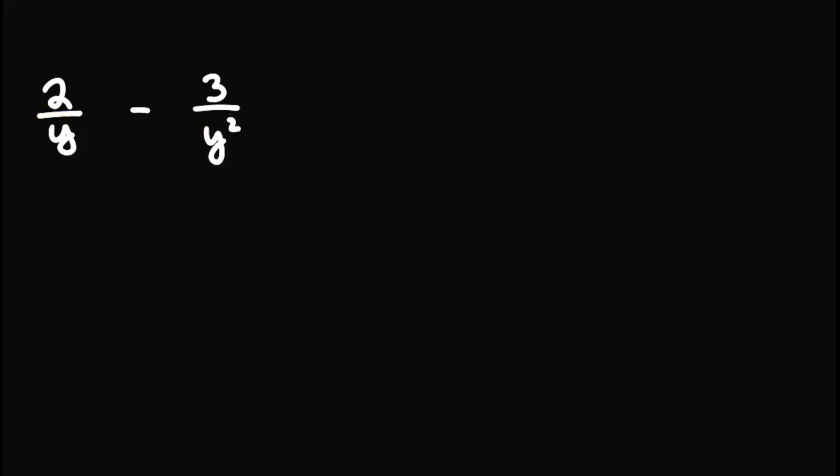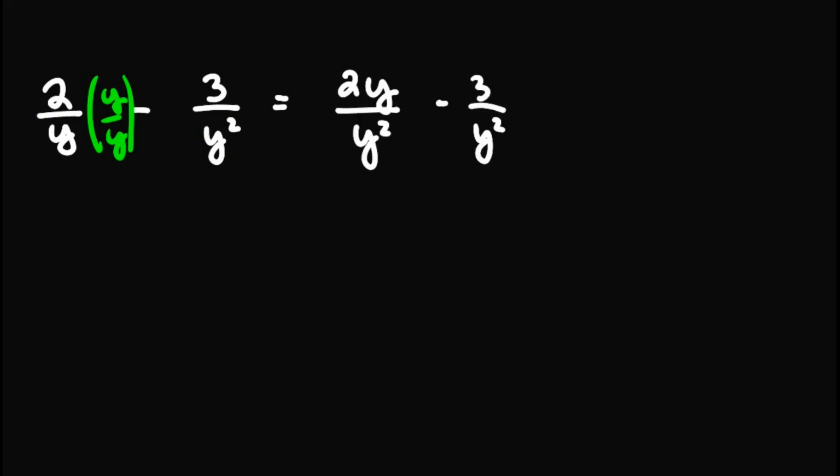For this example, note that since y squared is equal to y times y, we can actually multiply y over y out here. So this one becomes 2y all over y squared minus 3 over y squared. Simplifying, since the denominator is already the same, this becomes 2y minus 3 all over y squared. That is the answer.